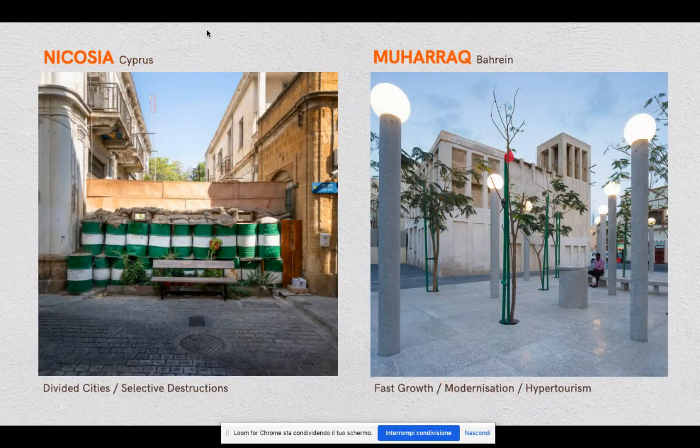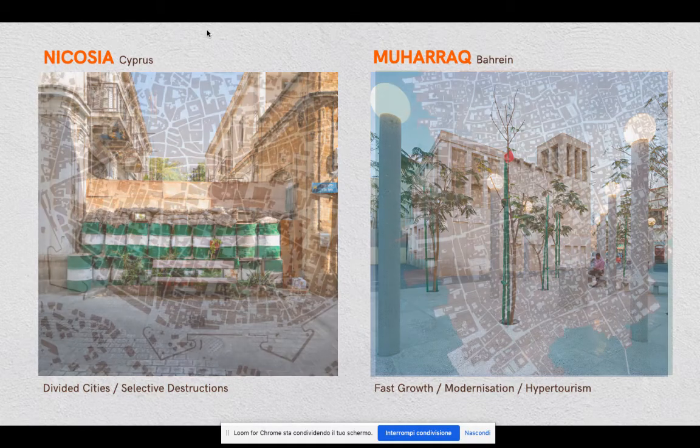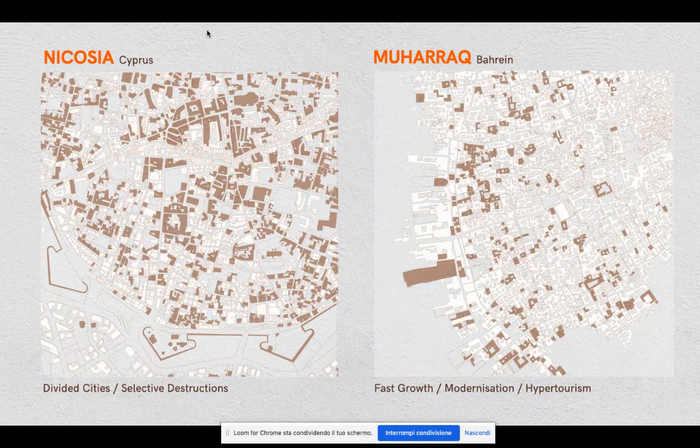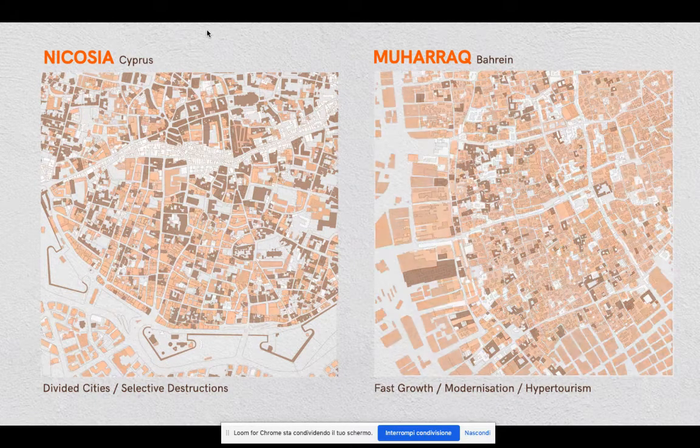As an example, the two cities of Nicosia on the island of Cyprus and Muharraq in Bahrain show how different problems can be analyzed through the same drawing approach. The two cities have not experienced major traumatic and violent events in their recent history. But on one side, the division between Turkish and Greek urban areas, and on the other, the modernization processes following the discovery of fossil resources have led to major urban modification.